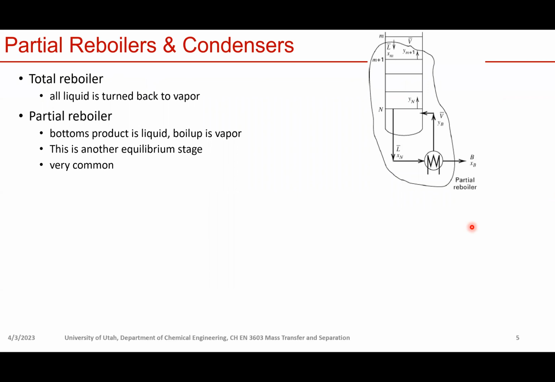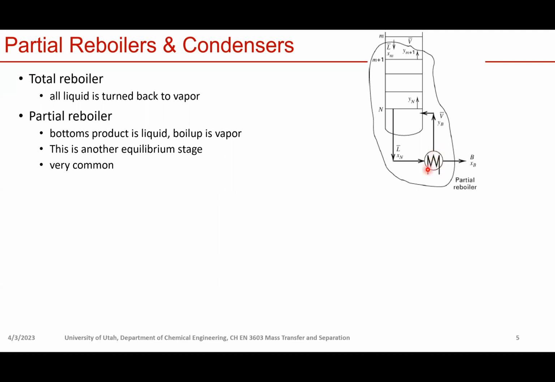Next, I want to introduce and discuss the concept of partial reboilers and partial condensers. When we describe our distillation column, we have condensers at the top and a reboiler at the bottom. And there are two types of condensers and two types of reboilers.